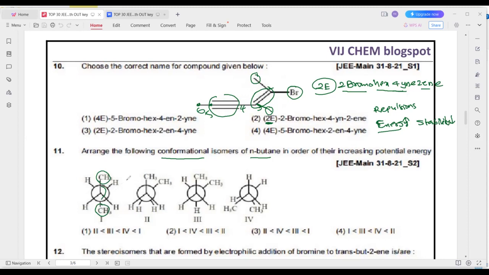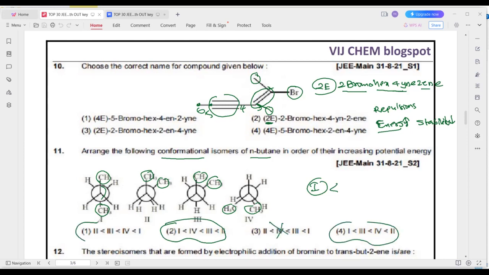So see here, methyl and methyl are separated, opposite, 180 degrees. More separation, less repulsion. See here, less separation. Here also less separation. And here very, very little separation. Okay. So here we can see maximum stability will be in the first. So minimum repulsion, so minimum potential energy. So one will be the lowest. So you don't worry about the first option and the third option. If you can compare the 4 and 3, that is sufficient.